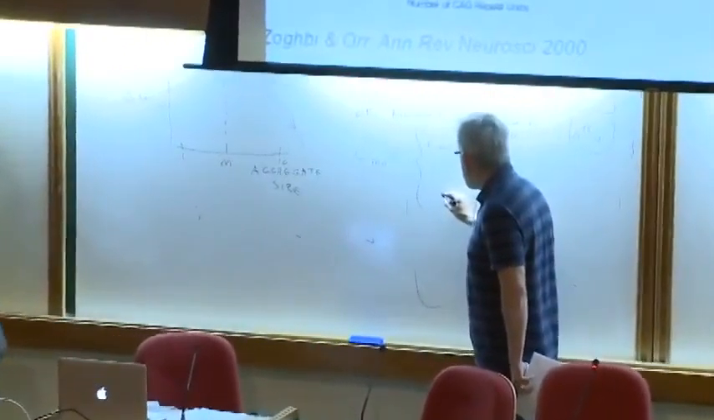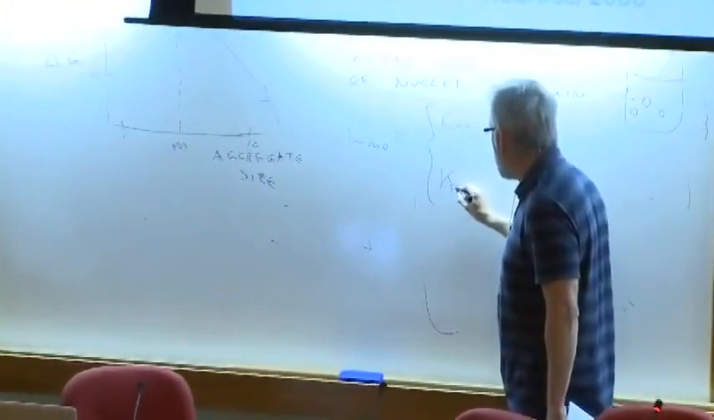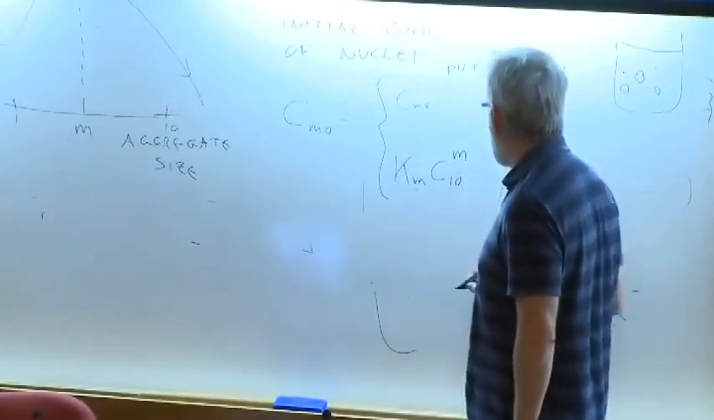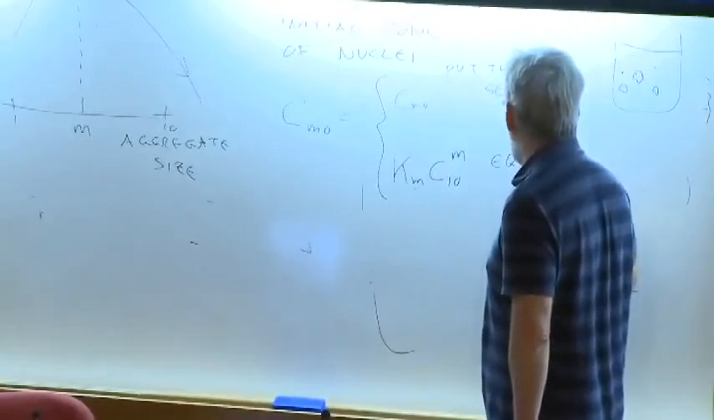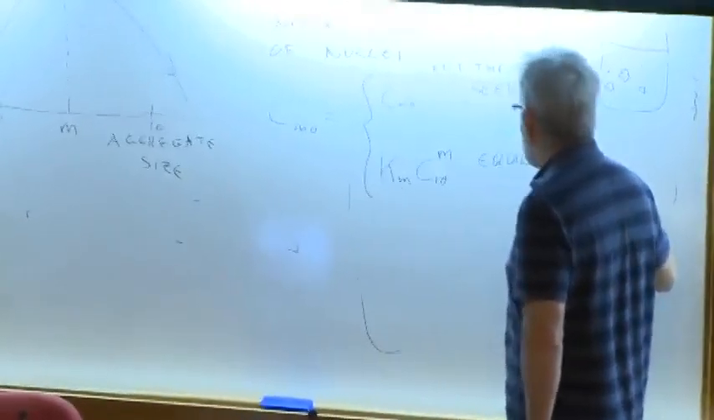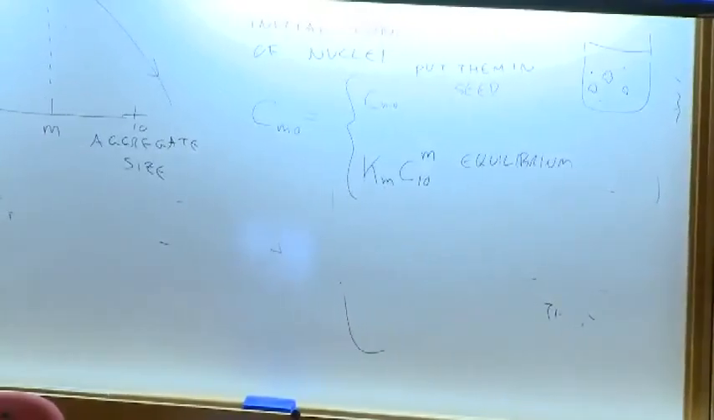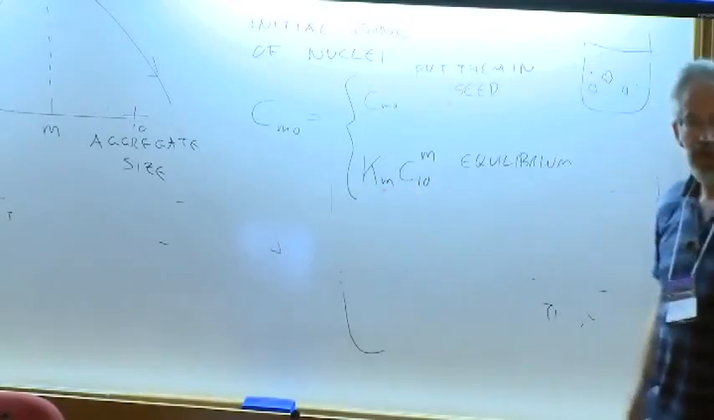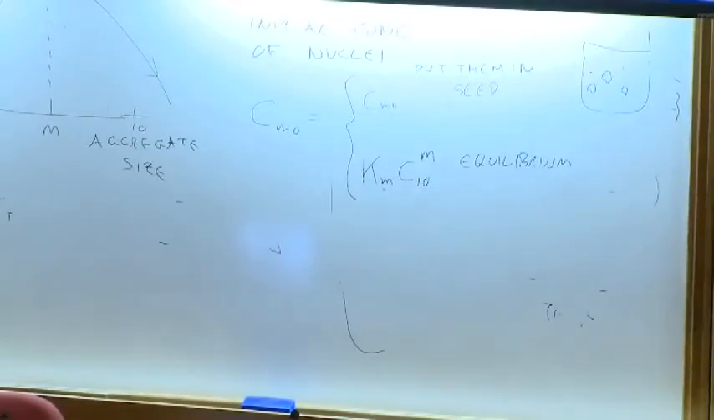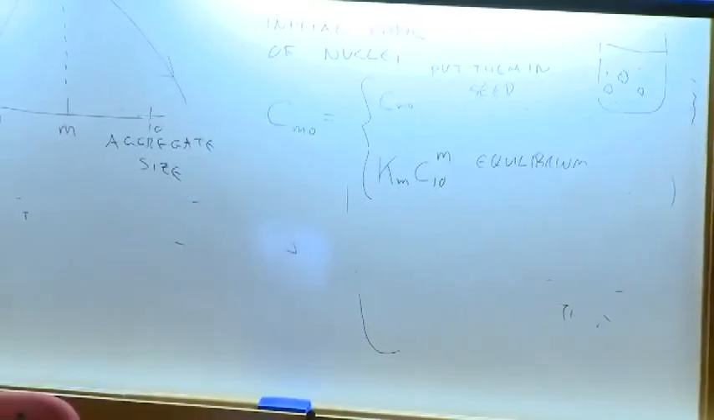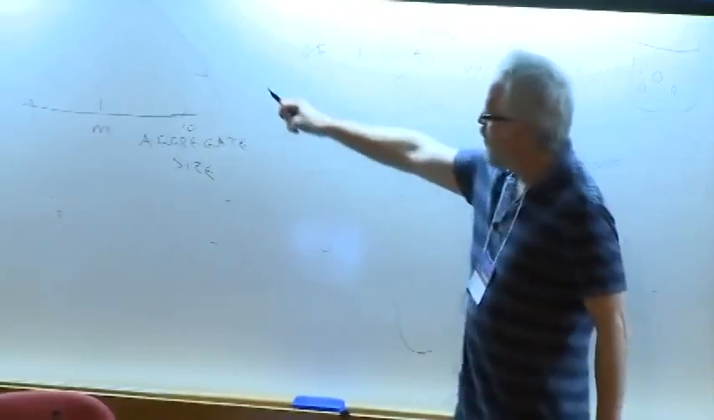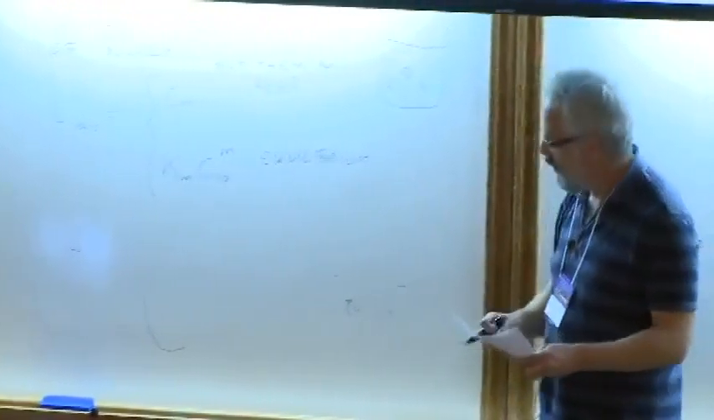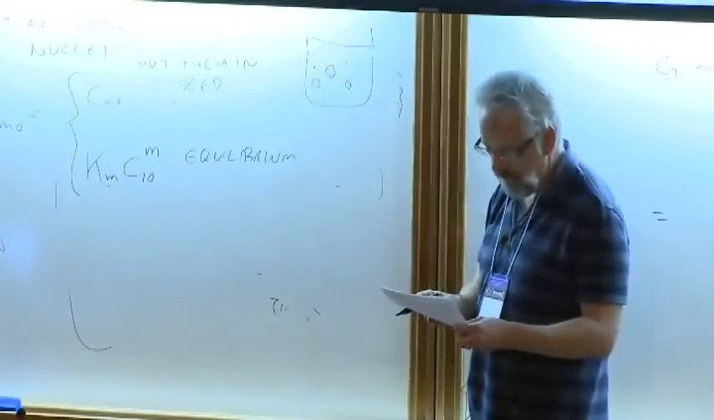The other possibility is that there's an equilibration between the monomers initially and the nuclei initially. So that after we put the stuff in solution, we reach this initial equilibration of monomers and nuclei, then after a while you start to elongate the nuclei into the aggregates. So there's two ways to think about this, and we'll examine both of those.